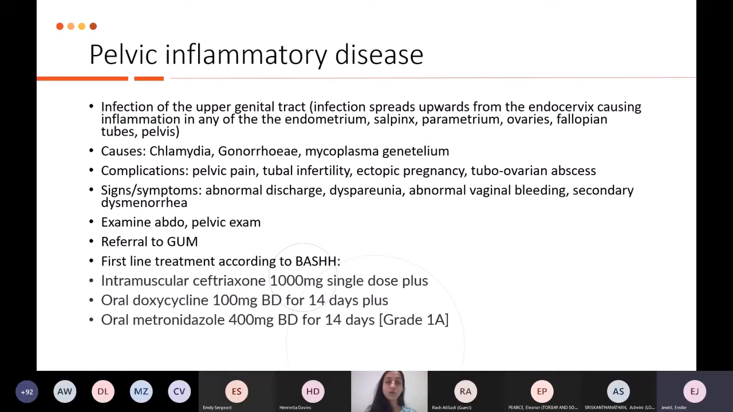And then first line, according to the British Sexual Health and HIV Association, would be ceftriaxone, doxycycline, and metronidazole, but it would depend on allergies and what you're dealing with. So if you only find chlamydia or gonorrhea, then you would just go ahead and treat that, for example. But if you think you've got PID, you wouldn't actually delay treatment. You would treat them and then wait for your swabs to come back and then tailor that treatment.